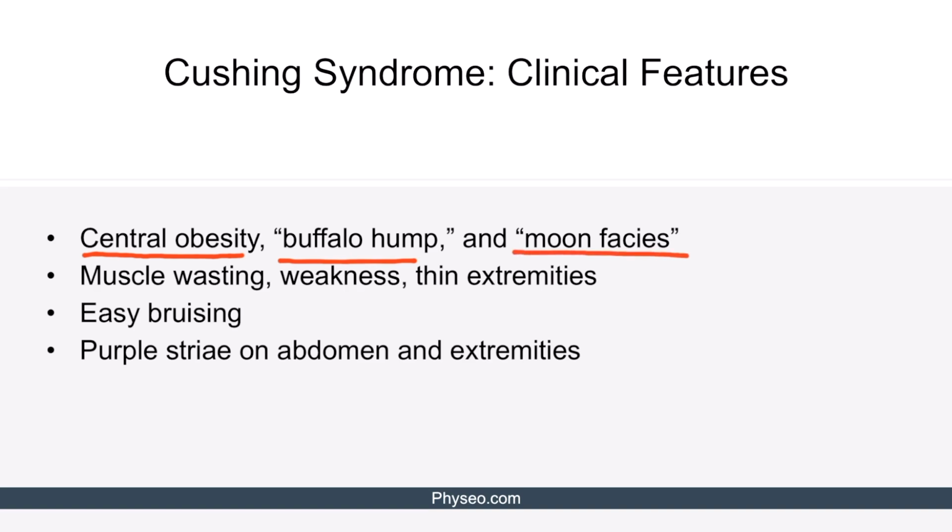Cortisol also ramps up gluconeogenesis, a process that utilizes amino acids that the body supplies by breaking down proteins within muscles, and this leads to muscle wasting, weakness, and the characteristic thin extremities. Finally, cortisol interferes with collagen synthesis, which disrupts wound healing, leading to the thinning of the skin and easy bruising, and produces the characteristic purple striae on the abdomen and extremities.